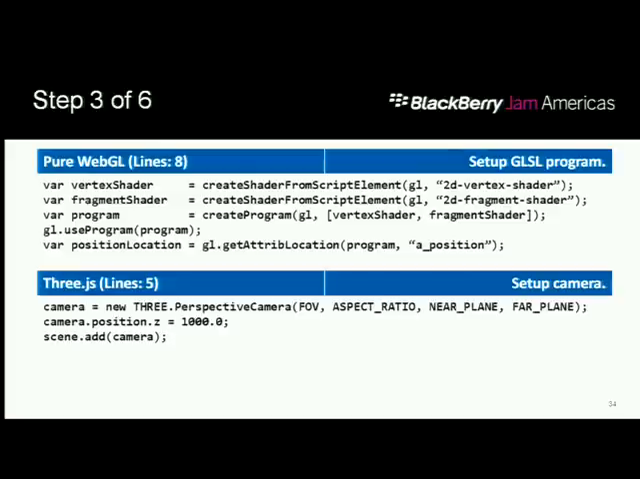In pure WebGL, we talked about those shaders, vertex shaders, fragment shaders. Here, we're creating our shaders from another script, and then we're calling that use program. So we're letting our WebGL program know which shaders we want to use. In 3JS, we set up a camera. So in our scene, in the world, where is the sort of eye that's viewing everything? We set its position, and we add it to the scene.